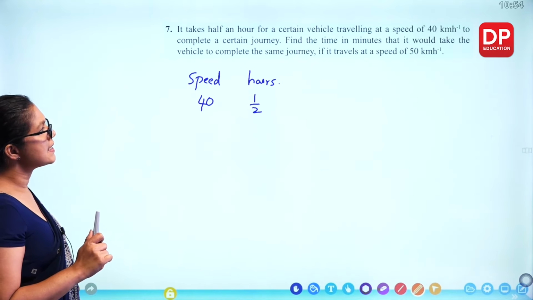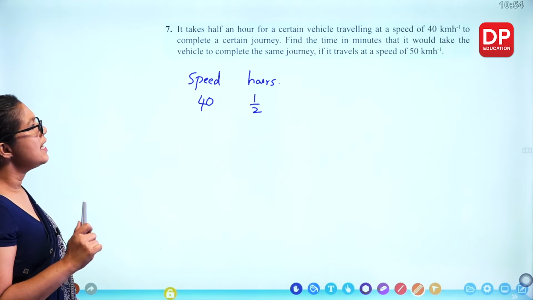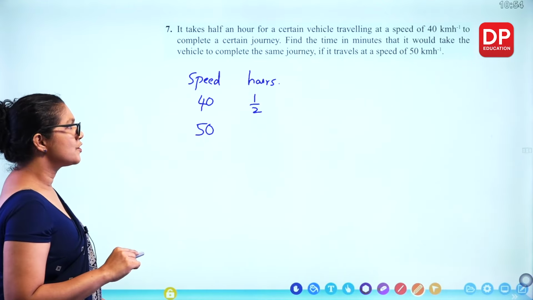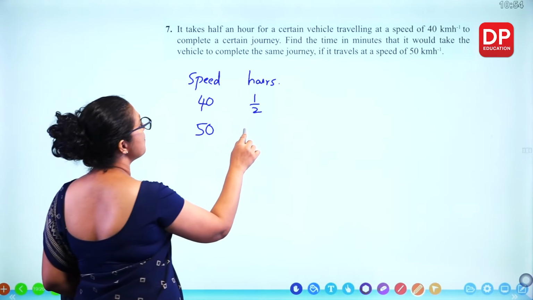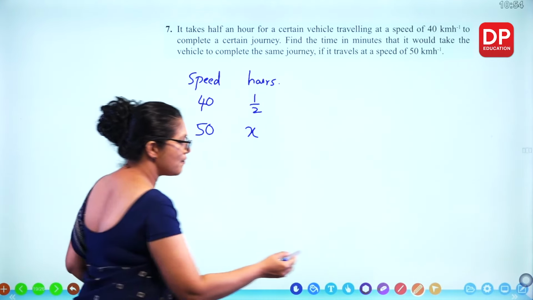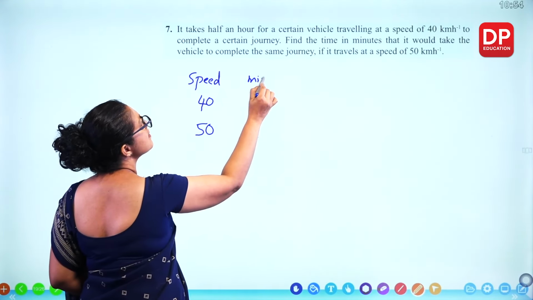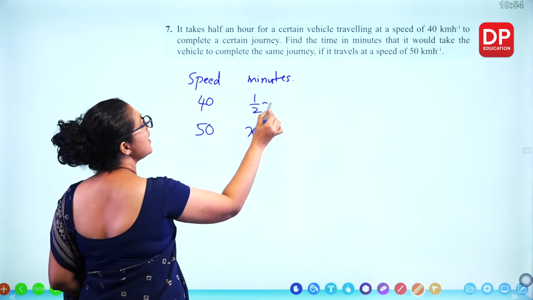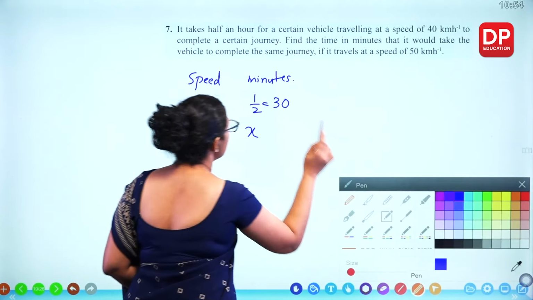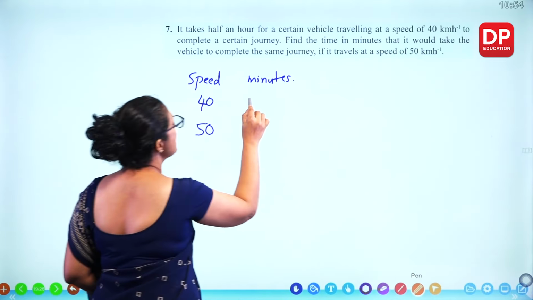Find the time in minutes that it would take the vehicle to complete the same journey if it travels at a speed of 50. So you are asked to find out the time in minutes. Now here half means in hours. So I'll convert this to minutes and write. So number of minutes, I can write half times 60, that's 30 minutes. I can erase this one. Instead of half, I can write 30 minutes.